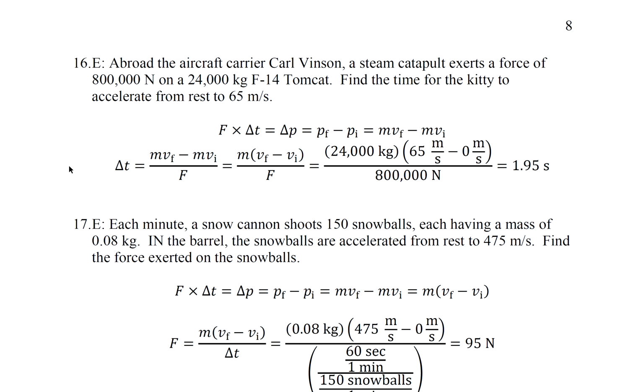Question 16. Aboard the aircraft carrier Carl Vinson, a steam catapult exerts a force of 800,000 newtons on a 24,000 kilogram F-14 Tomcat. Find the time for the Tomcat to accelerate from rest to 65 meters per second. We were given all the values. Let's just solve for delta t.